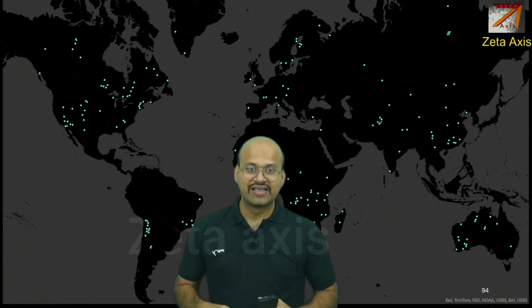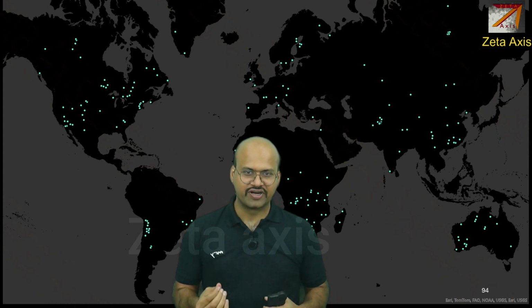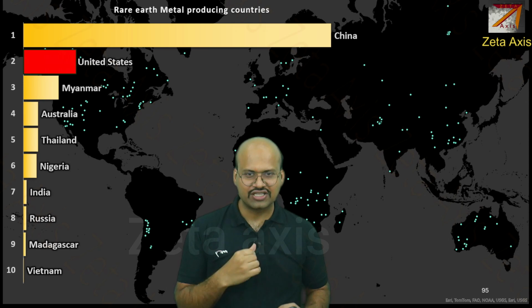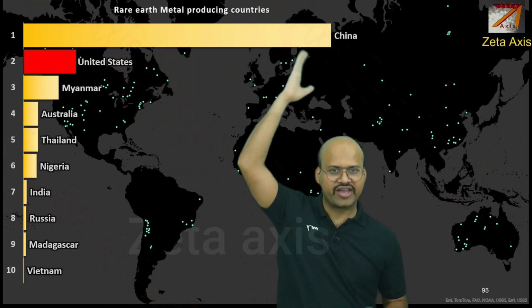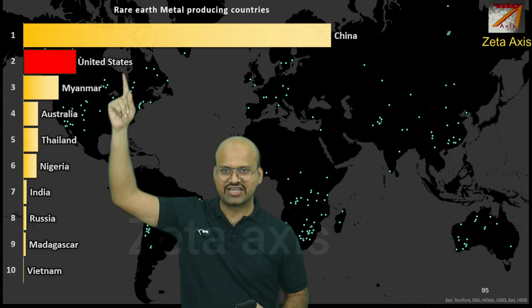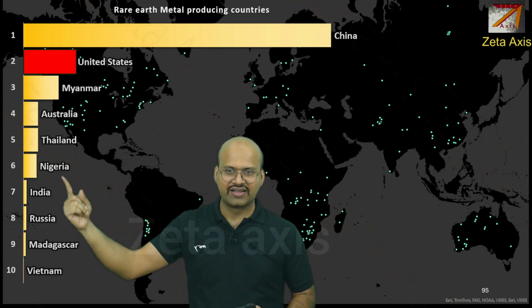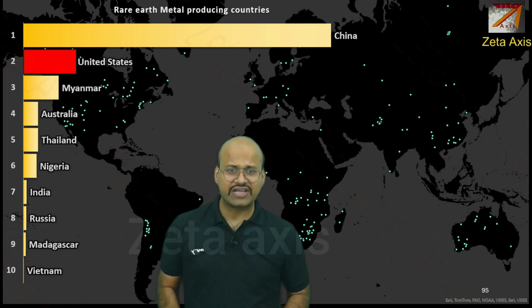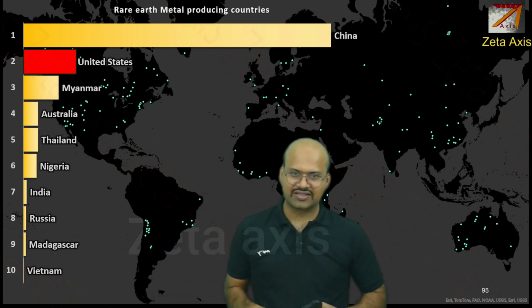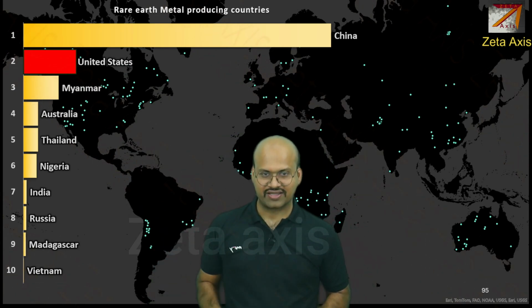Therefore, even though it is found in large quantity across the world, there are many countries that do not prefer to extract the rare earth metals. And therefore, if we see the global standing, we can see that China is the leader, way ahead of anyone. And then we have United States, Myanmar, Australia, Thailand, Niger, India. The United States is at the second position. Even though Canada has a significant amount of rare earth minerals, they do not extract them.